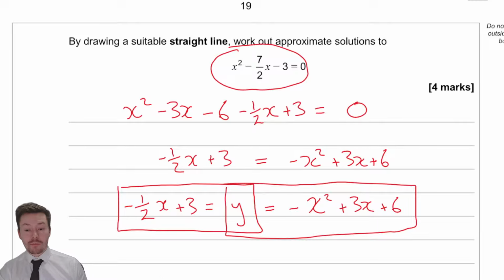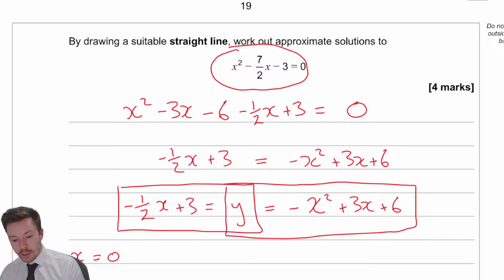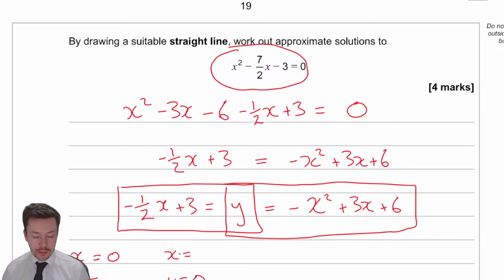Well, I was going to say you can do it with the table function. You can't do that with the table function. What we could do is we could look for when x equals 0, what y is, and when y equals 0, what x is. And that will give us 2 points to then work out what the intersection is.